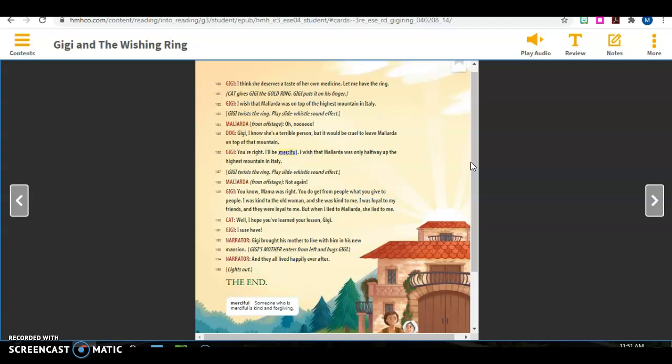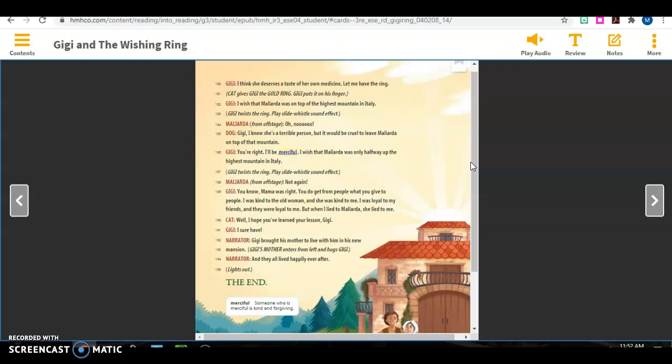What lesson or theme about life do you think Gigi learns in this play? Looking at line 189, it tells us the lesson that Gigi learned. Underline line 189, the part of Gigi where it says, "You know, Mama was right. You do get from people what you give to people. I was kind to the old woman, and she was kind to me. I was loyal to my friends, and they were loyal to me." So the theme or lesson that Gigi learned is, if you give something good, you will get something good in return.